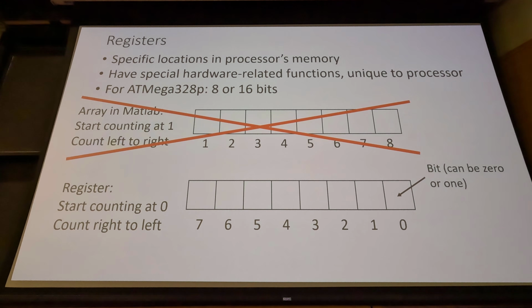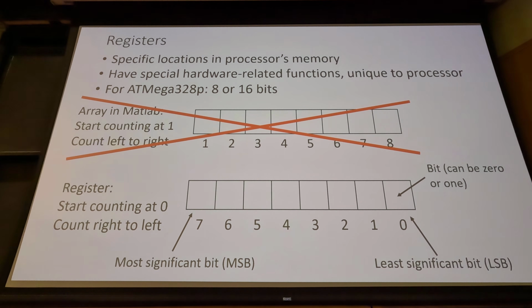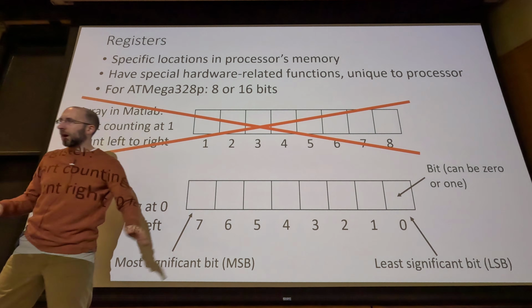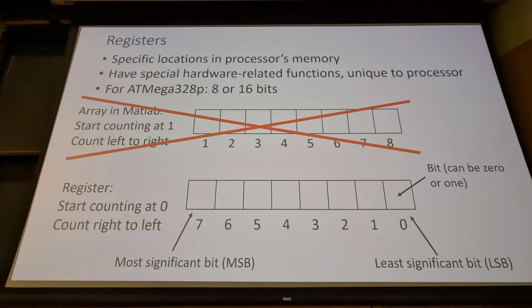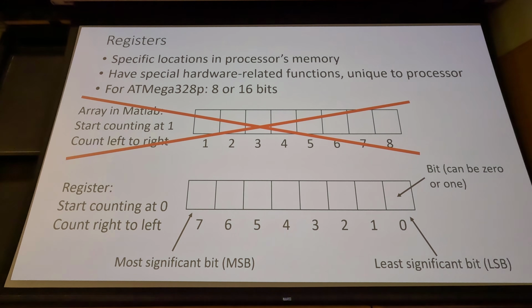Each bit can only be either 0 or 1, so it's not like an array in MATLAB or Python where this could be 5 or a string or some other variable. Only 0s and 1s. This is called the most significant bit over here on the left, bit 7. That's called the least significant bit over there on the right, bit 0. This is the terminology we're going to be using when talking about registers in this class. Don't get them mixed up with arrays in MATLAB. Conceptually, it's just a thing that's storing a different value in each one of these blocks, but if you count from left to right or start counting at 1, you're just going to get mixed up.